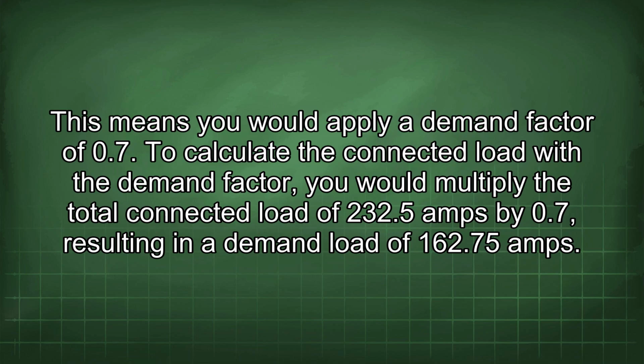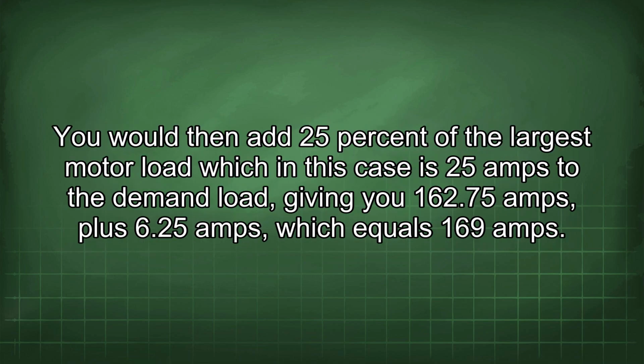To calculate the connected load with the demand factor, you would multiply the total connected load of 232.5 amps by 0.7, resulting in a demand load of 162.75 amps. You would then add 25% of the largest motor load, which in this case is 25 amps, to the demand load, giving you 162.75 amps, plus 6.25 amps, which equals 169 amps.